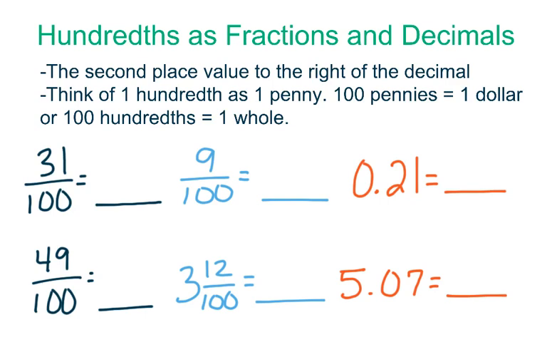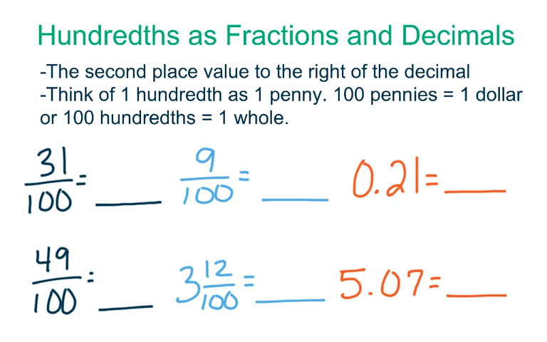All right, now the next thing we're going to look at is our hundredths and turning our hundredths into decimals, or our decimals that are worth hundredths and turning those into fractions. Now when we read these, it's very similar to how we read our tenths. The hundredths place is the second place to the right of the decimal.